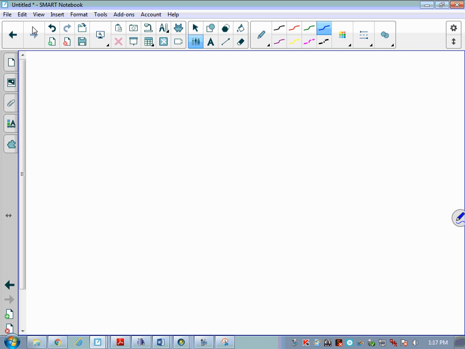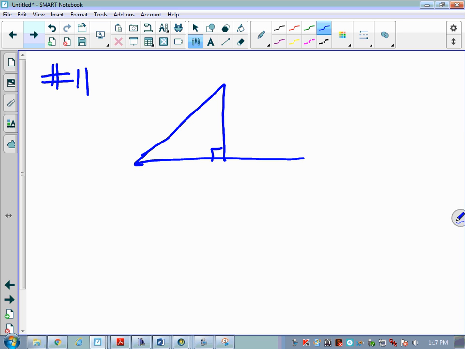Number 11. Write and solve an inequality for x. Okay, let me draw a picture here. This is actually not that bad because notice it's a right triangle. So even if they throw in this other stuff, that doesn't even really matter. That's a right triangle. So what do I know about 2x plus 4 in relation to 8?